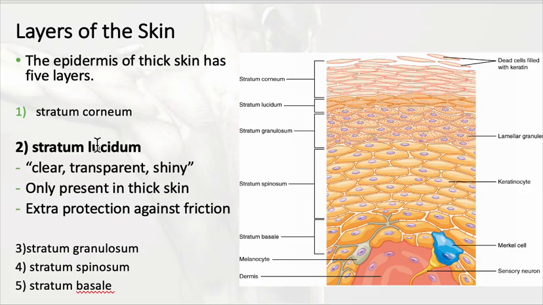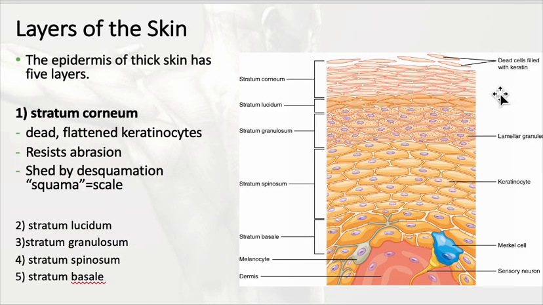Lucidum refers to clear, transparent, vivid, right? Shiny. Cells in this layer are dead, and they're packed with a precursor to keratin. So keratin has not fully formed throughout these cells yet, but they provide extra protection against friction. So that's why this cell layer is only present in thick skin.